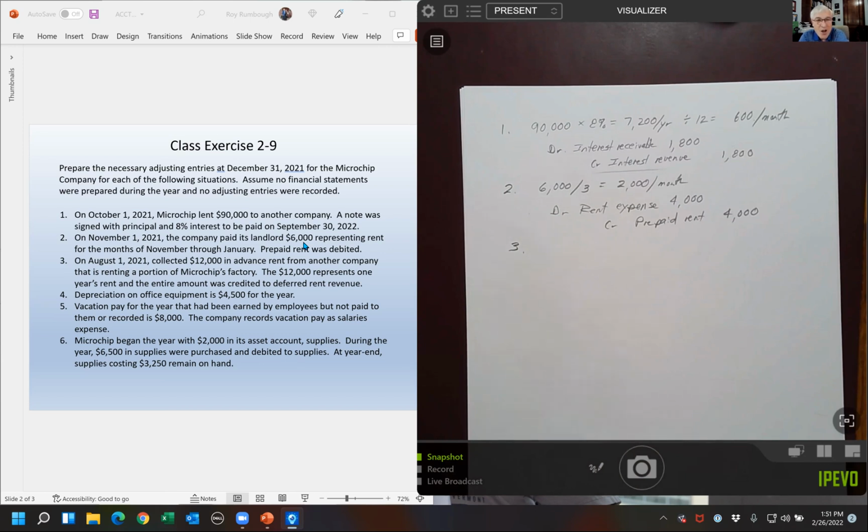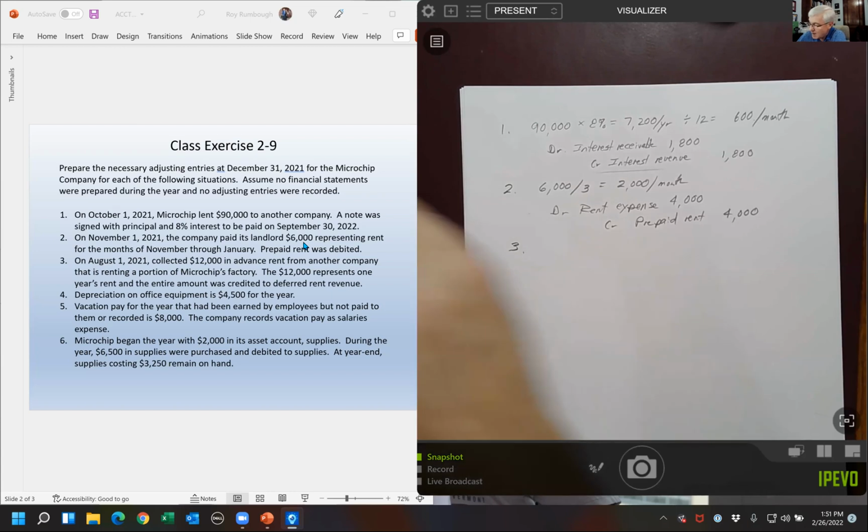So here now we are renting something to another company, and we receive $12,000 in cash. And so they did it what I would call the right way. They debited cash for $12,000 and they credited deferred rent revenue. So right now we have $12,000 sitting in our deferred revenue. And so let's see how much it costs per month.